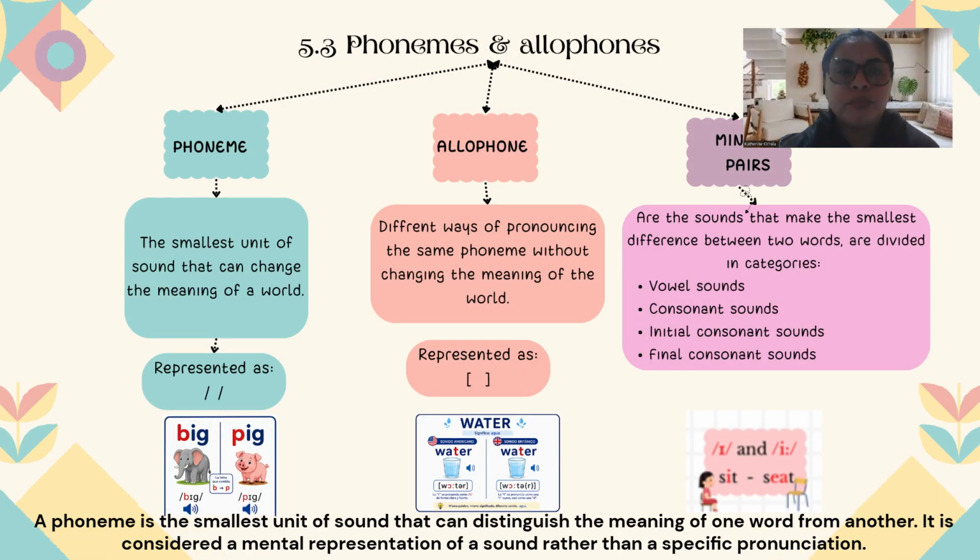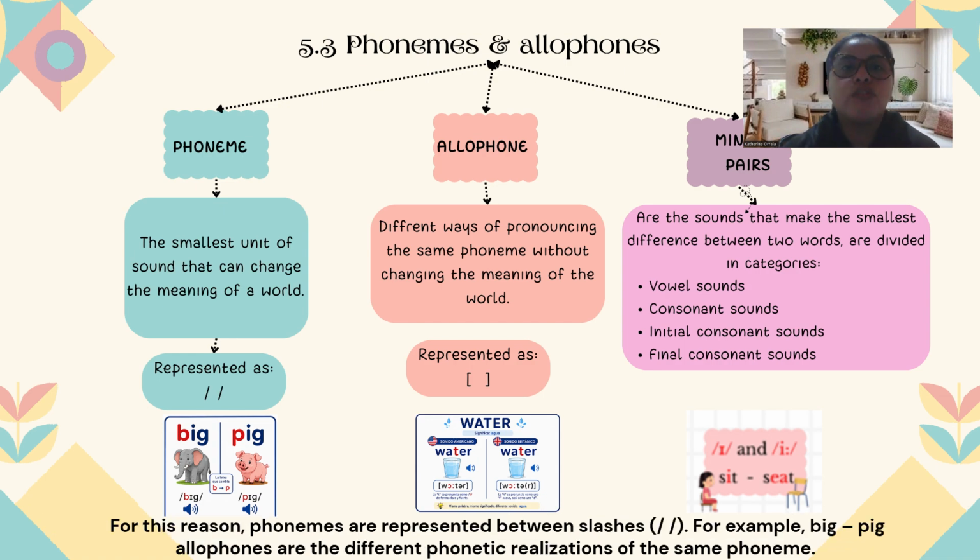Phoneme and allophone. A phoneme is the smallest unit of sound that can distinguish the meaning of one word from another. It is considered a mental representation of a sound rather than a specific pronunciation. For this reason, phonemes are represented between slashes. For example, big and pig.